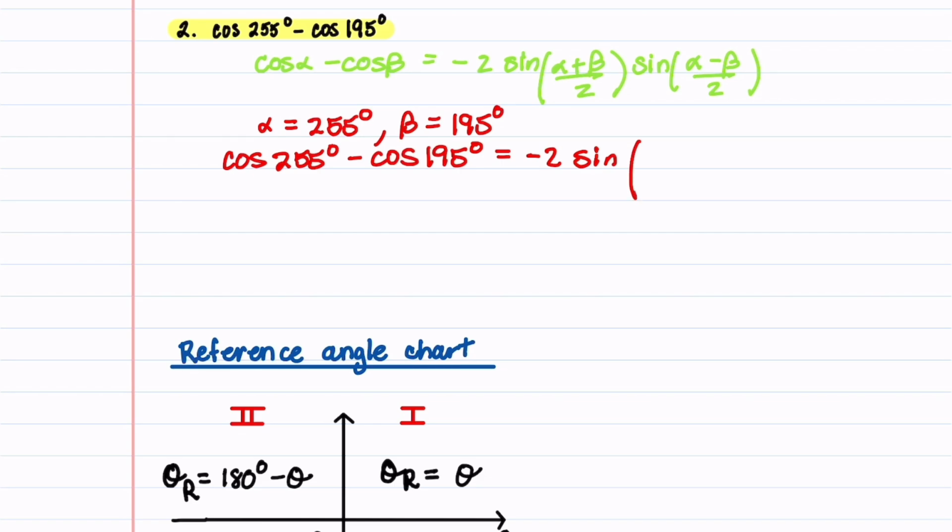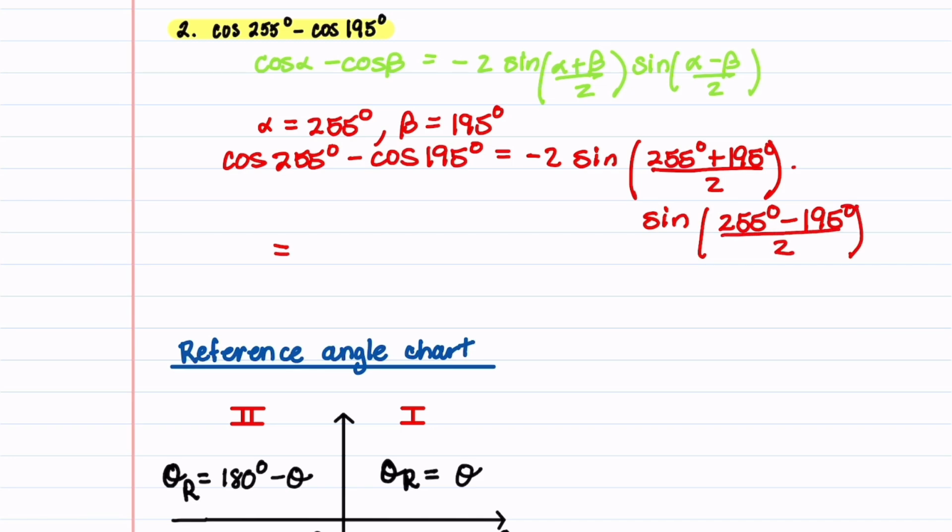Now we'll add our two angles. So we have 255 degrees plus 195 degrees divided by 2 times sine of 255 degrees minus 195 degrees, all divided by 2. This gives us minus 2 sine, and 255 plus 195 divided by 2 gives us 225 degrees. And then 255 minus 195 divided by 2 gives us 30 degrees. So we'll multiply this by sine of 30 degrees.